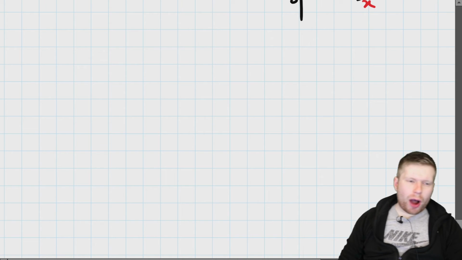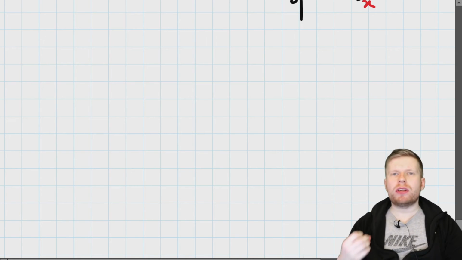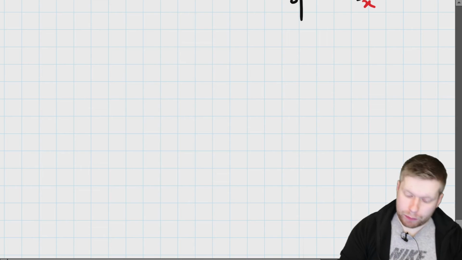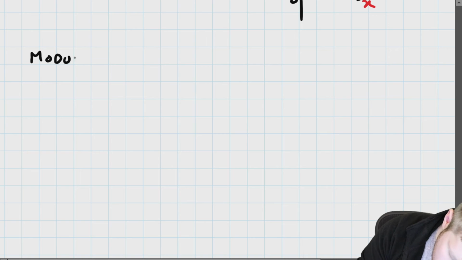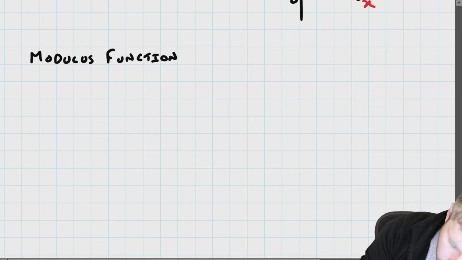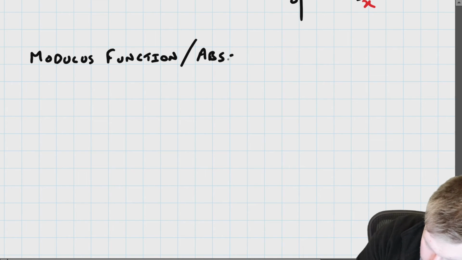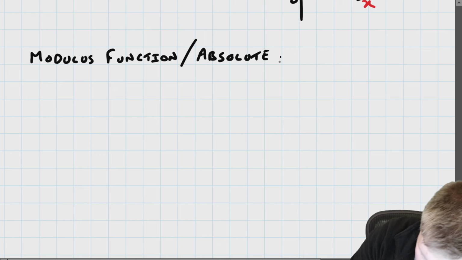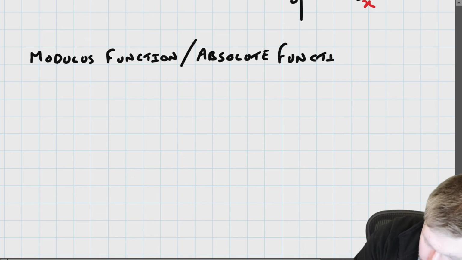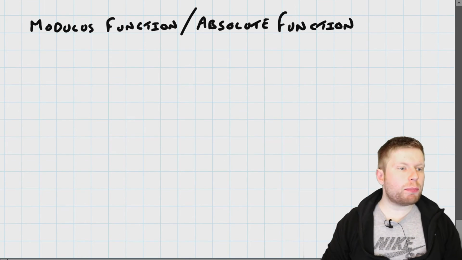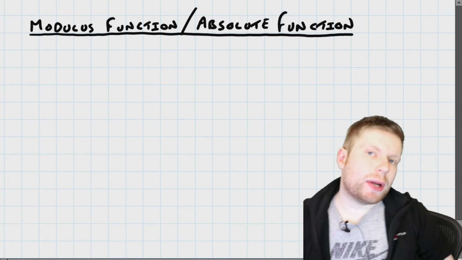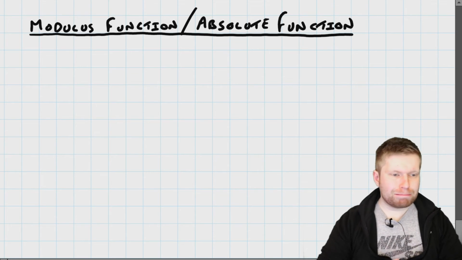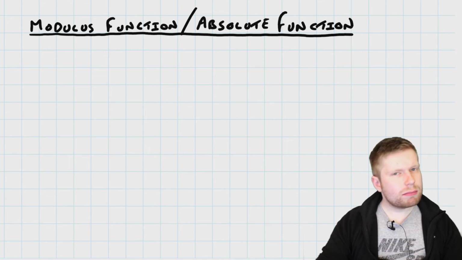Now, just to finish off, I want to show you a really important and fundamental function which you need to be aware of. It's something called the modulus function. There's a couple of different names for it. You can call it the modulus function, or if you prefer, you can call it the absolute value function. It's a really simple function to get your head around. It just simply says, whatever my input is, make it positive. Simple as that.